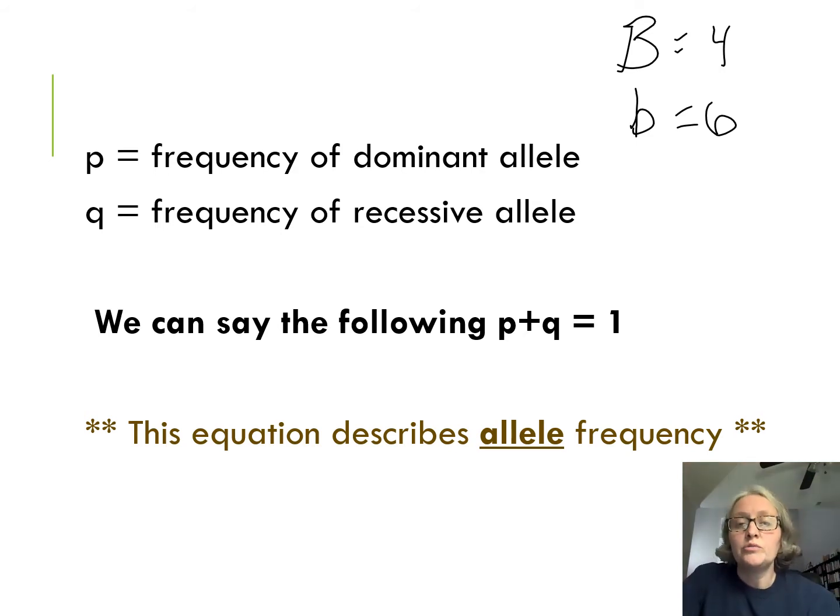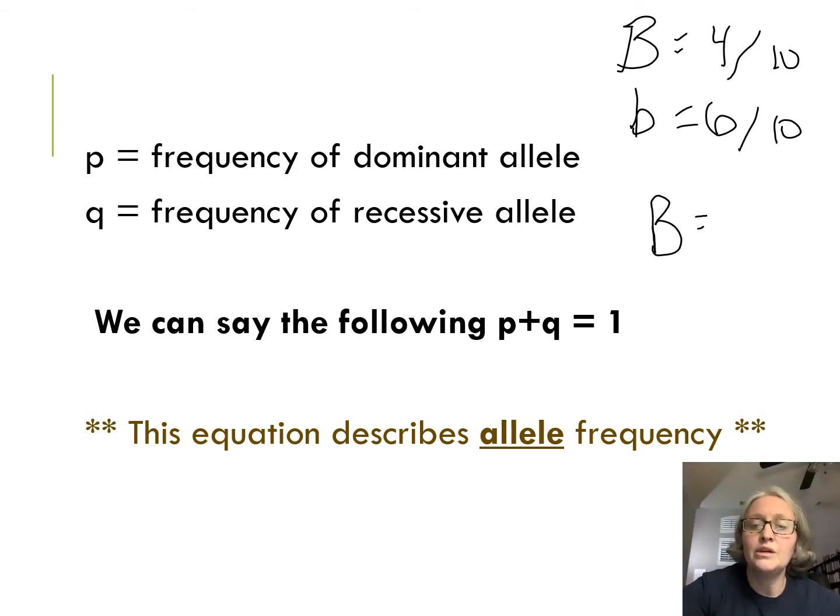What we can do is take these values and figure out the frequency of each allele. You'll note in our sample that we had 10 total alleles, not 10 individuals, but 10 total alleles. So we can change these values into frequencies. The frequency of big B becomes 0.4 and the frequency of little b becomes 0.6.